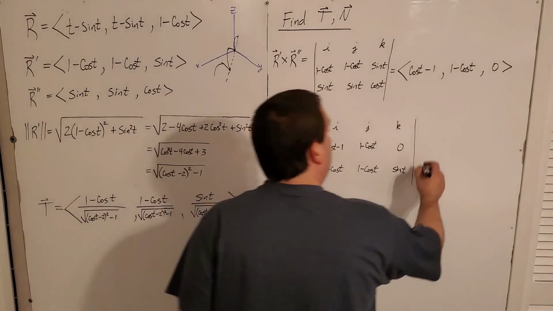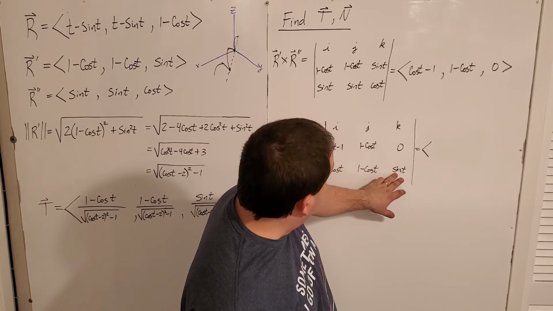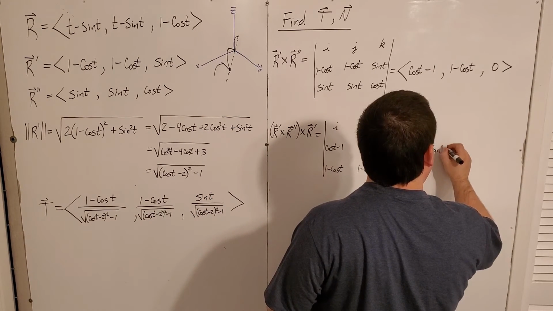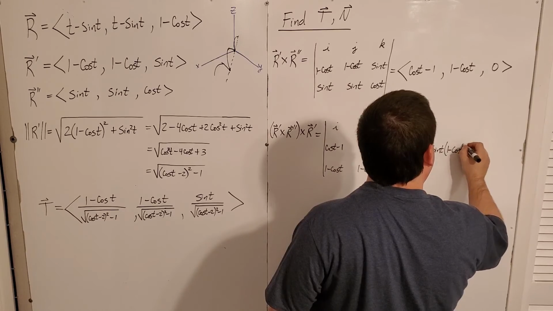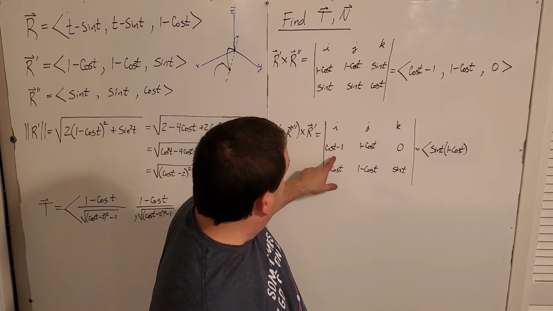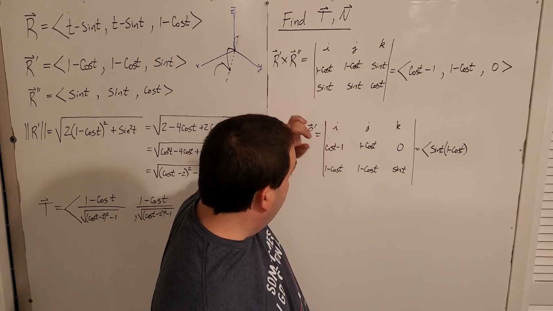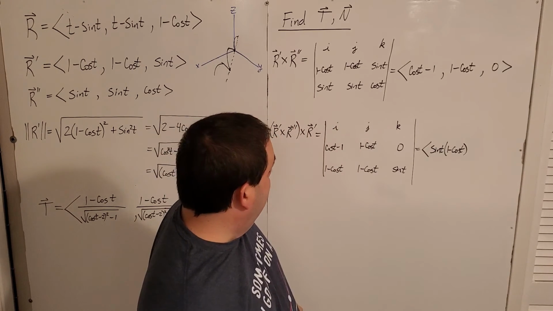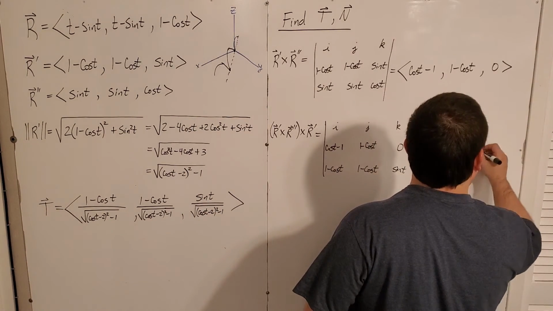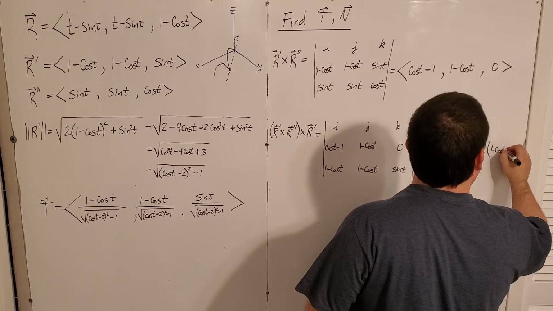Okay. So in my I direction, I've got 1 minus cosine times sine minus 0. Okay? In the j direction, I've got basically the same thing, but just that has a negative on it. But don't forget, the j is alternated, right? So that immediately switches it back to that same exact thing. Sine t, 1 minus cosine t.